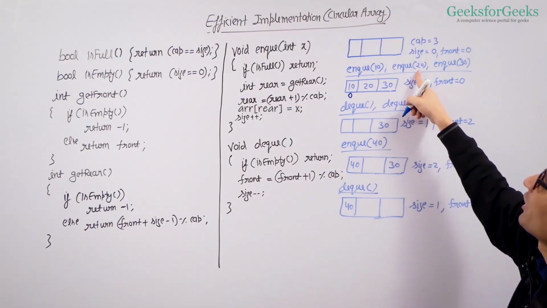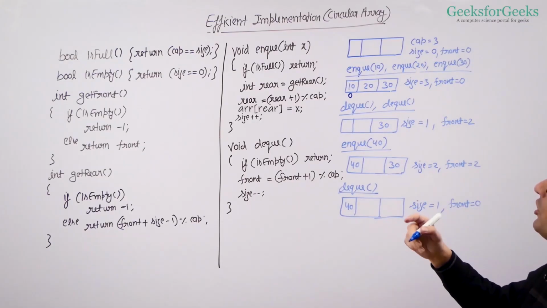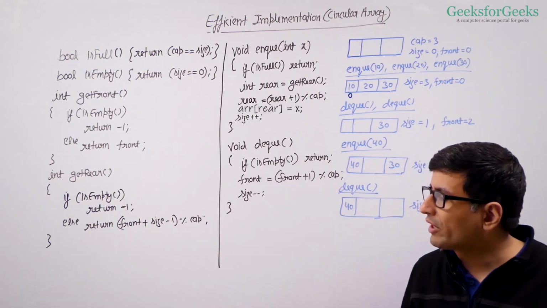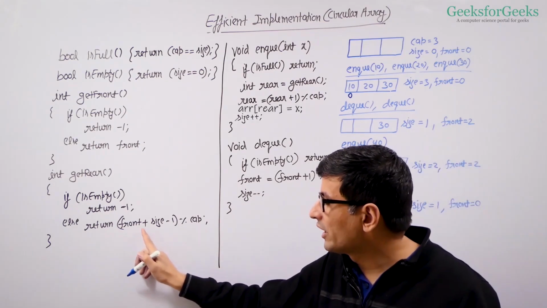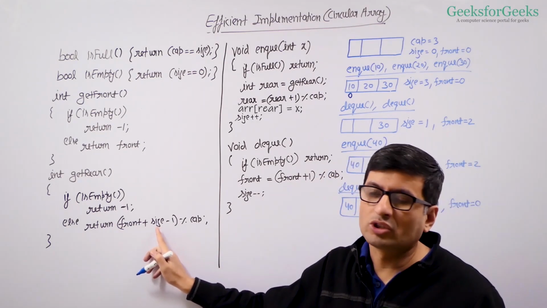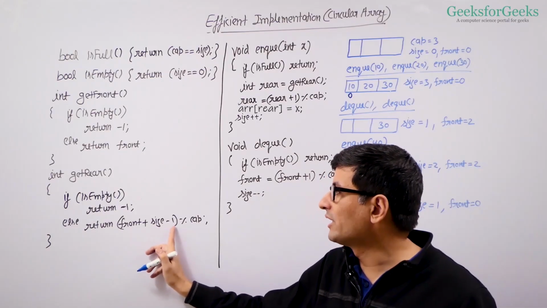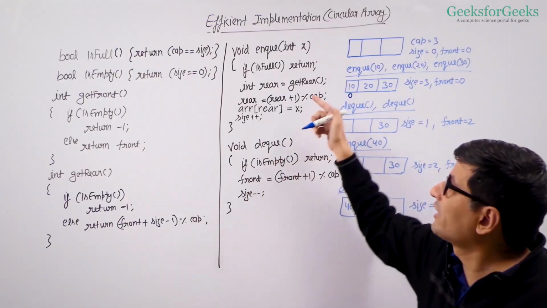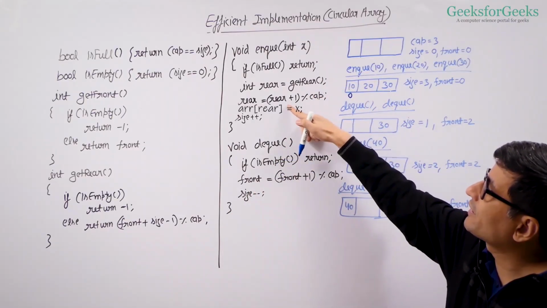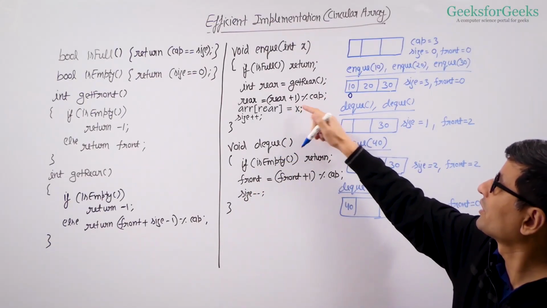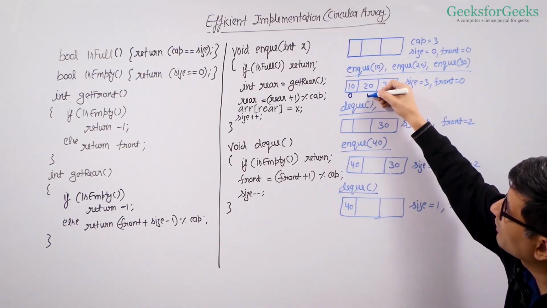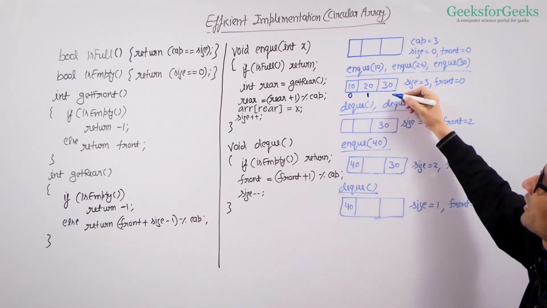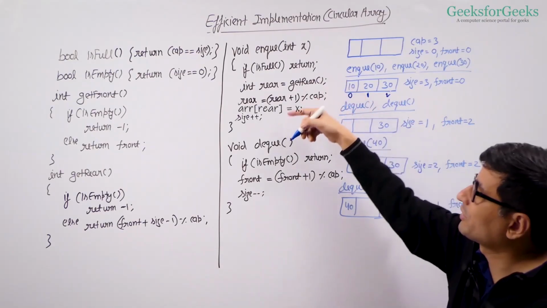Now when you do enqueue 20, what will you do? You will again get the rear using this formula. And what will you get now? Your front is still 0 and your size is now 1. So you will get 0 plus 1 minus 1 mod capacity, which means 0. So you will get 0 here. And then you will get the next index as 0 plus 1 modulo capacity. So you will insert 20 at index 1. Similarly, when you are inserting 30, you will insert 30 at index 2 using the same process.